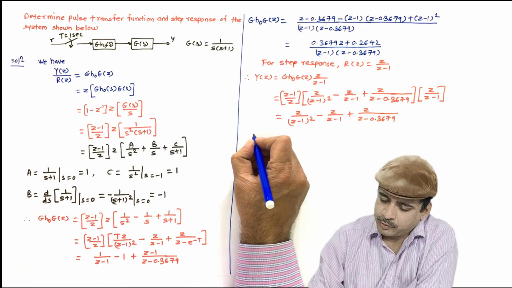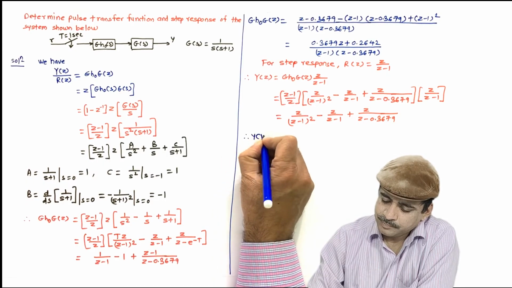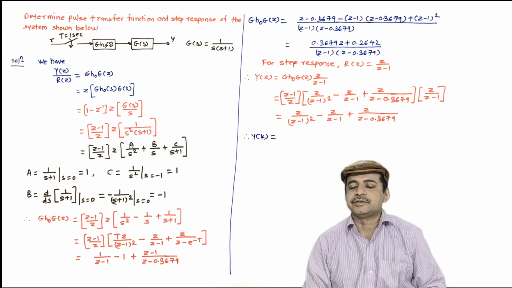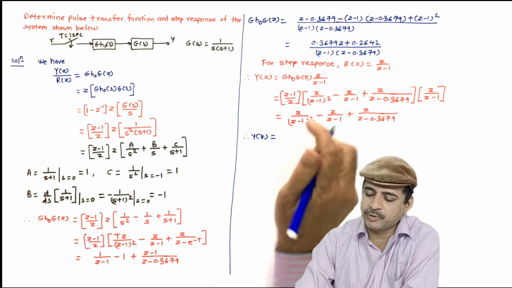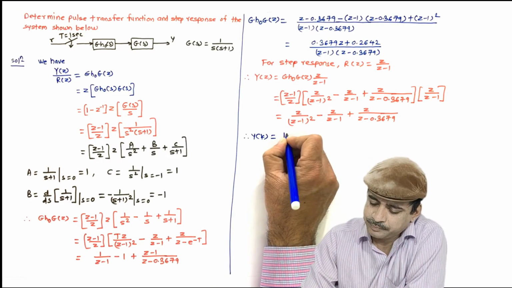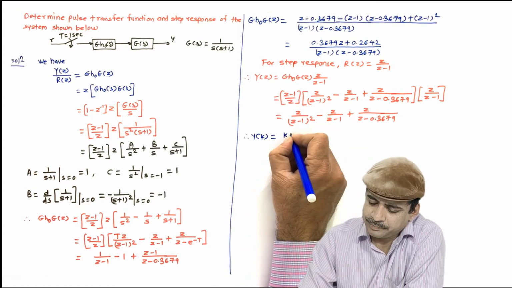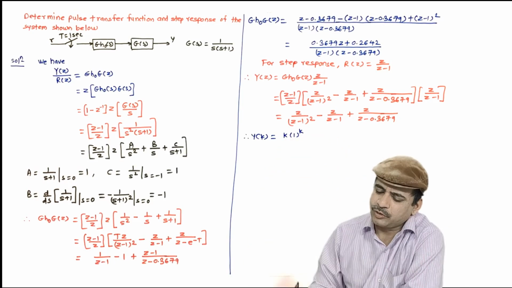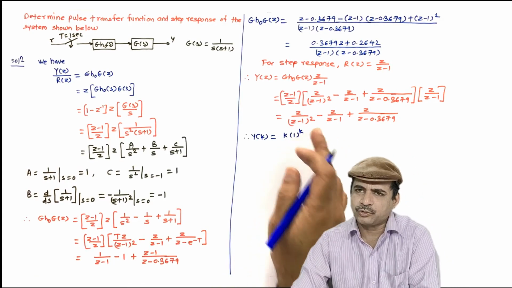And then the step response y of k is the inverse Z of this. Inverse Z of Z upon (Z minus 1) square is k into 1 raised to k. So I will write it as 1 raised to k, or even you can write just k, because 1 raised to k is 1.